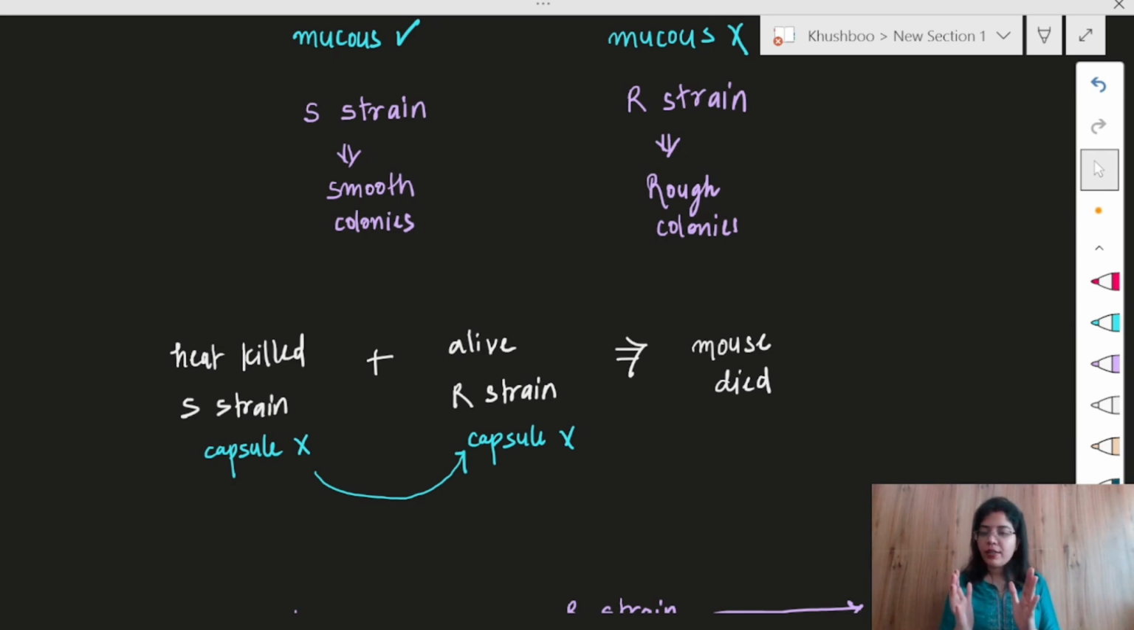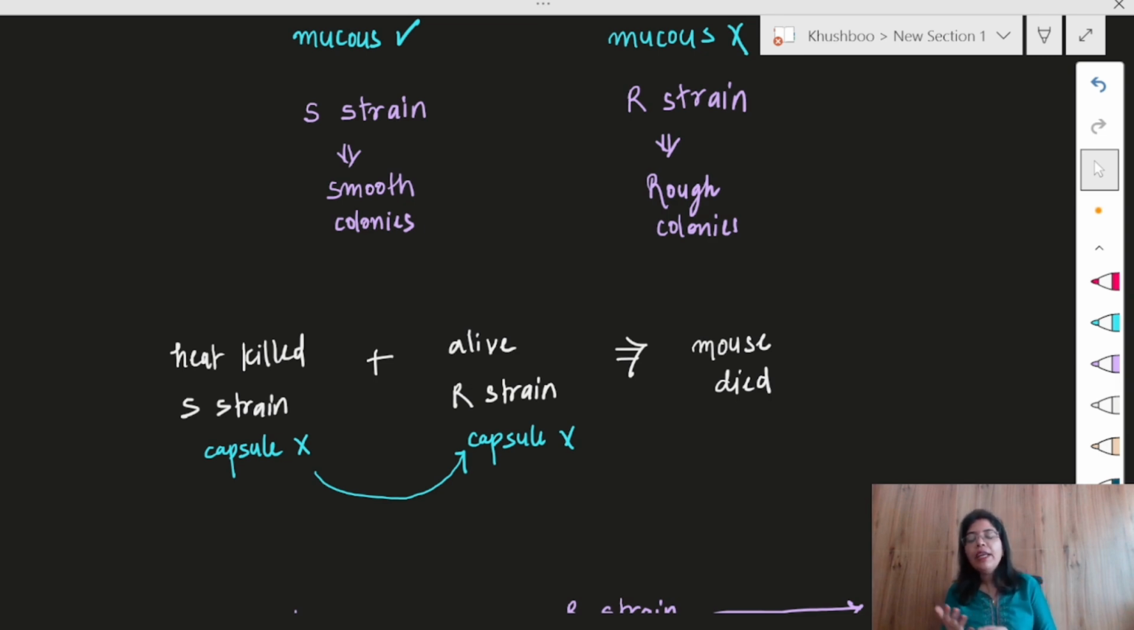The DNA got separated. DNA might have got fragmented also, right? So because of this, what is going to happen? Because of this, that particular cell cannot make a capsule. Even the cell will get damaged, right? So it will not be able to make a capsule. Now what do we have to do?